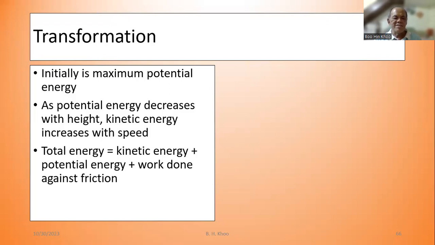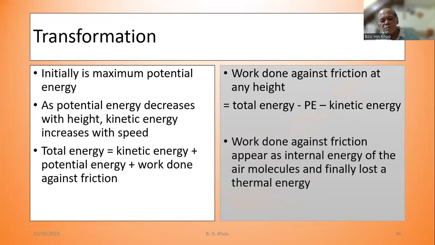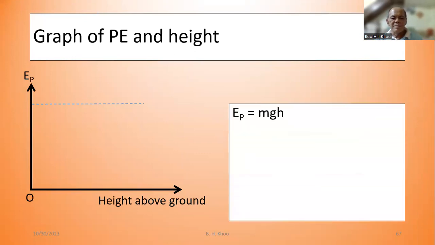If there is air resistance, work done against friction at any height equals total energy minus potential energy minus kinetic energy. Work done against friction appears as internal energy or heat energy of the air molecules and is finally lost as thermal energy. So if we draw the height, the potential energy is mgh, m and g are constant, so it's always a straight line.